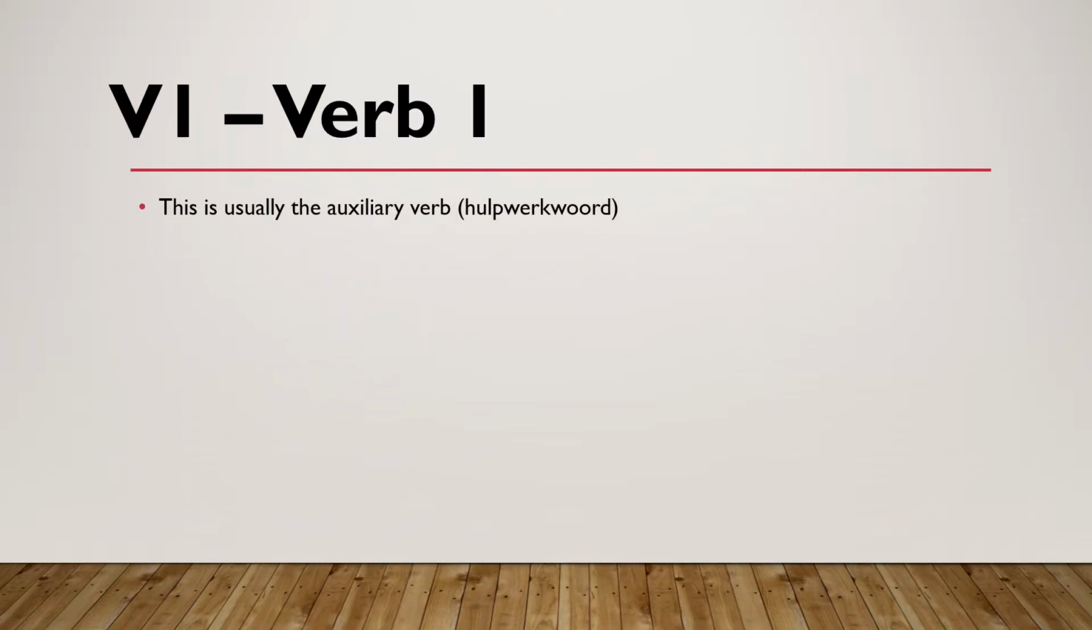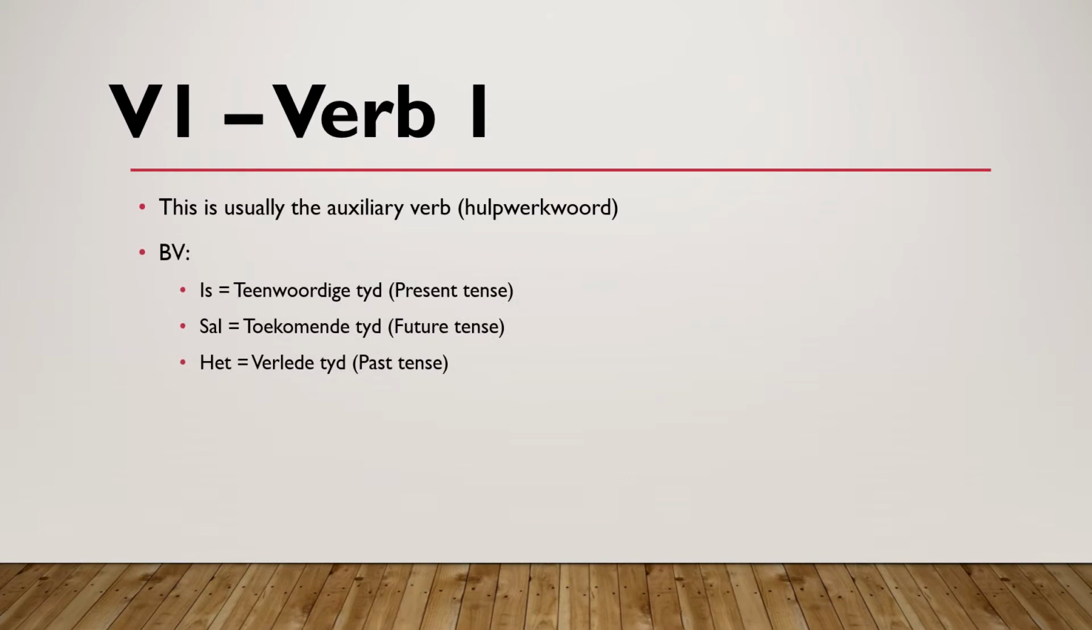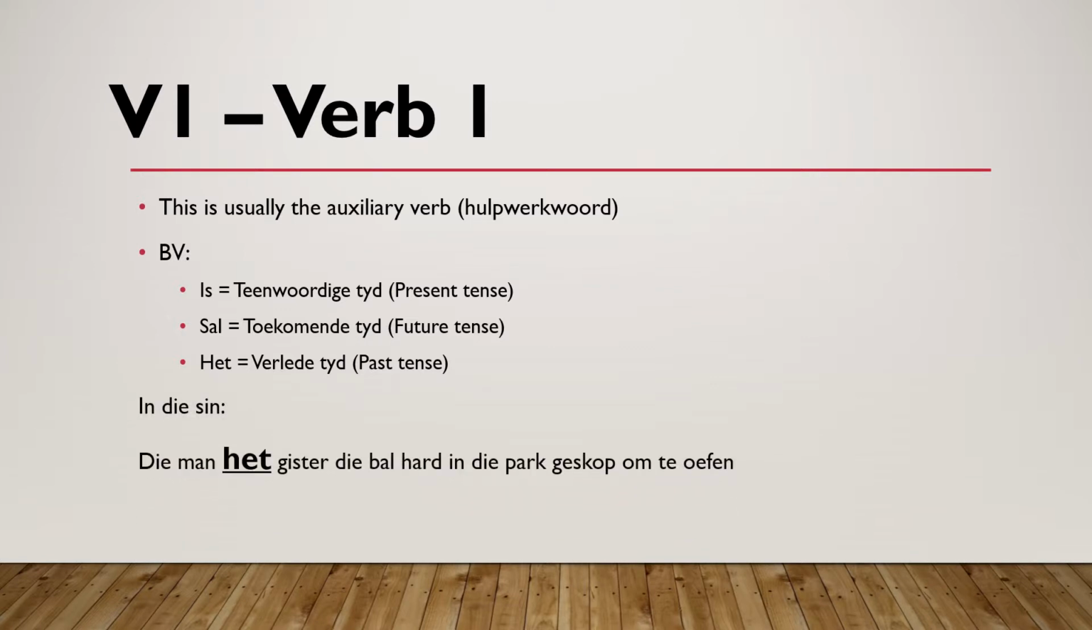Next, we have our V1, which is our verb. Well, this is usually our auxiliary verb, or in Afrikaans, our hulpwerkwoord. When we're in the teenwoordige tyd, the present tense, it would usually be is. When I'm in the toekomende tyd, or the future tense, it would be sal. When I'm in the verlede tyd, or the past tense, it would be het. So in our example sentence, die man het gister die bal hard in die park geskop om te oefen, the het that you see there would be our verb 1.